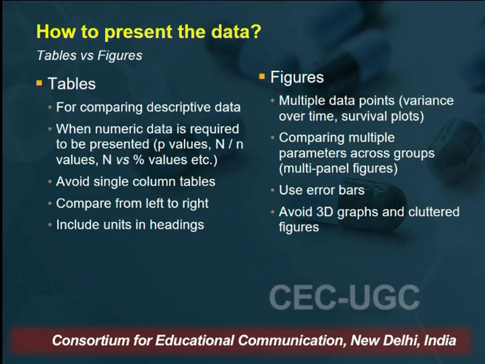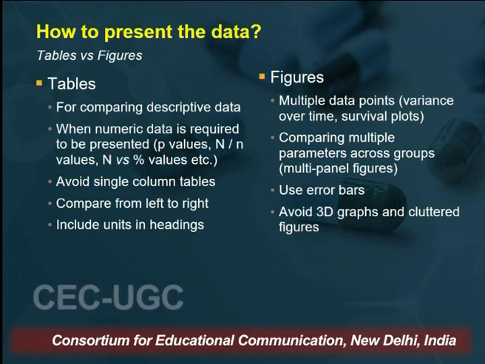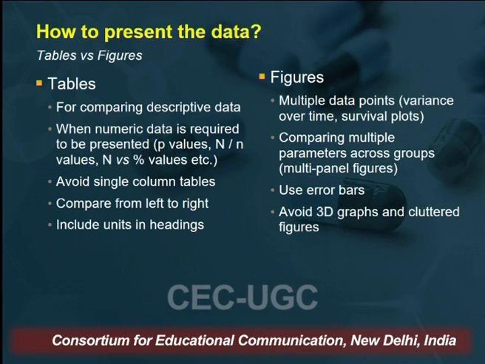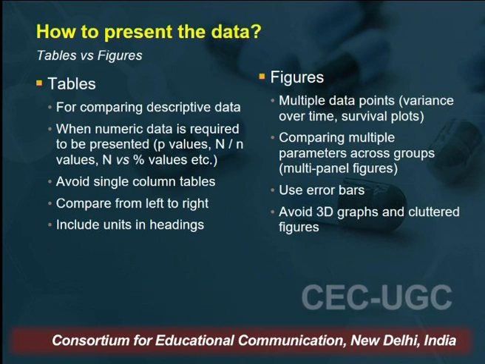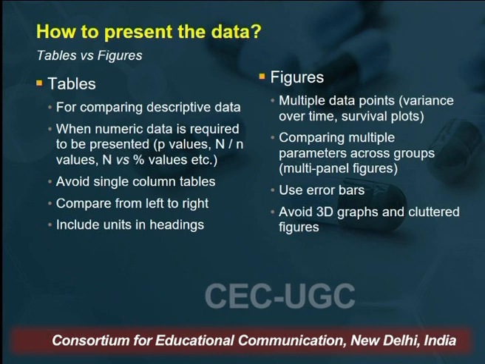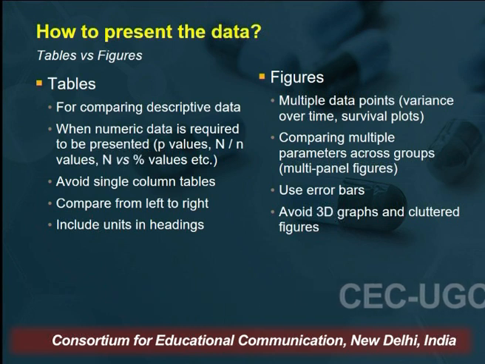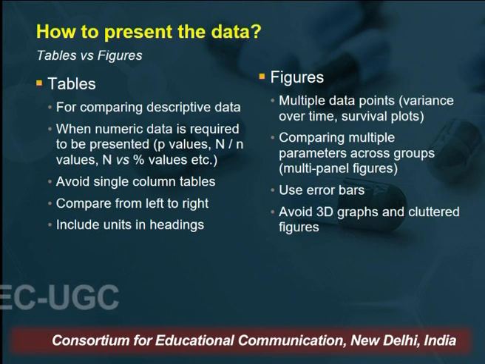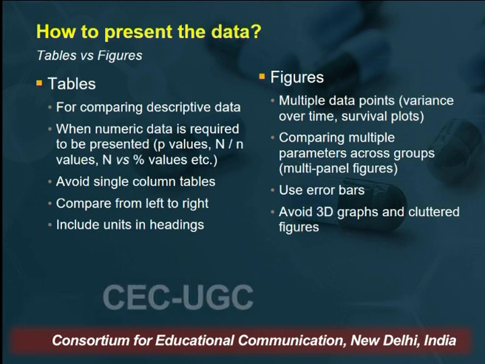So compare from left to right, not from right to left. Including units in the heading is also very important when we present our data in table format. What we generally describe in figures is where multiple data points are there, variance over them, survival plots. For this kind of data, it becomes very easy to interpret from figures. So always use figures for such data.